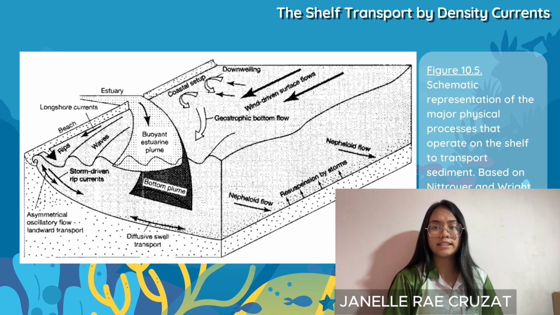Another type of density flow, as shown in this figure, is the nepheloid flow. This occurs due to the high concentration of suspended sediment within the water, making the water denser than the surrounding water, but not dense enough to sink rapidly to the seafloor. Instead, the nepheloid layer moves slowly along the ocean bed, often being transported laterally across the shelf.